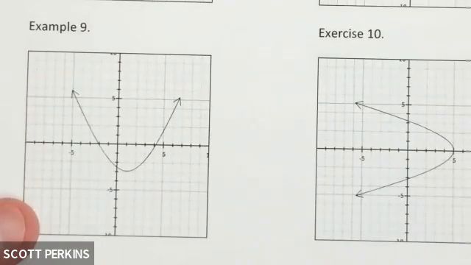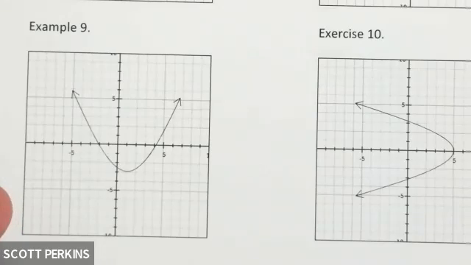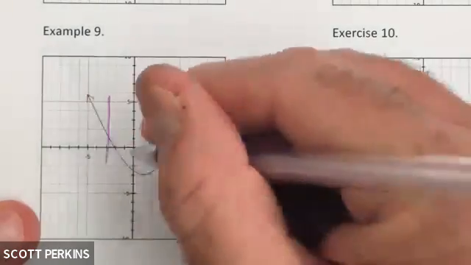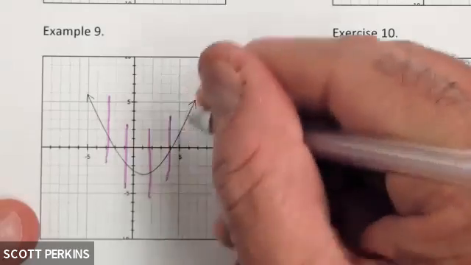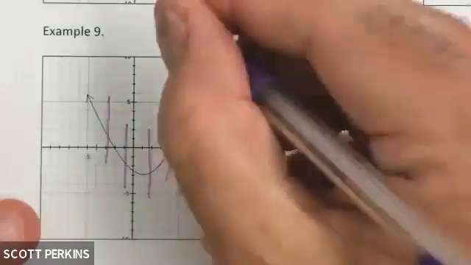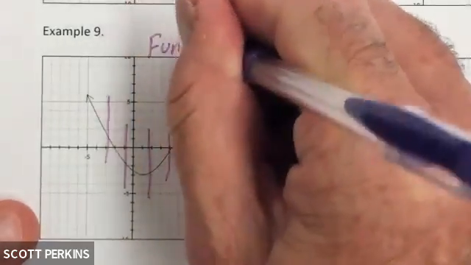Example 9, I'm going to work this one with you just in case you haven't done one of these before. So example 9, again, first thing, is this a function or not a function? It's a function. If I draw some vertical lines here, notice every time I draw a vertical line, it hits the graph in only one point. So that means this indeed is a function.